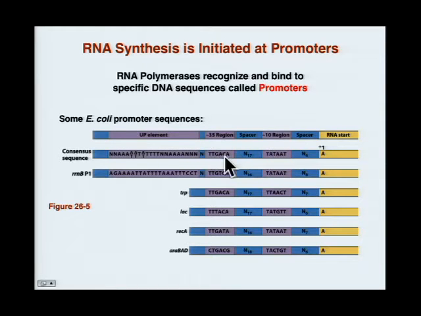And here we also have another sequence. And then up here we have a so-called up element. This is called the minus 10 region, right? The minus 35 region and the up element. And this is a consensus sequence. This is for actually E. coli.